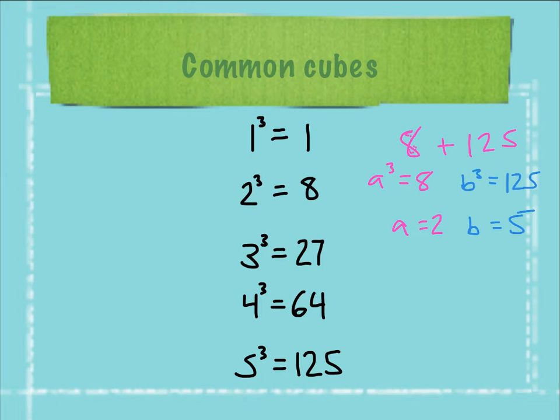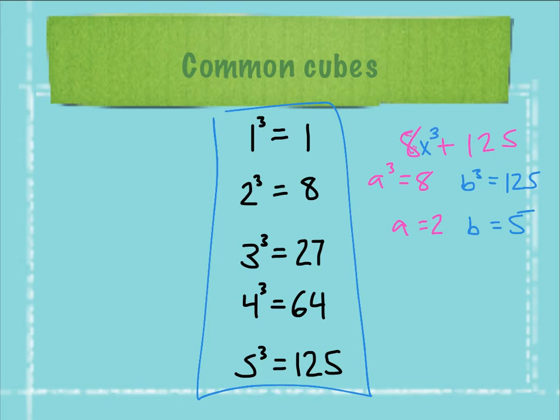So these are some common cubes we're going to see. And then there'll also be like an x cubed too. So if this was 8x cubed, our A would be 2x. So if there's an x there, we just have to put that in our A or B, wherever it is.